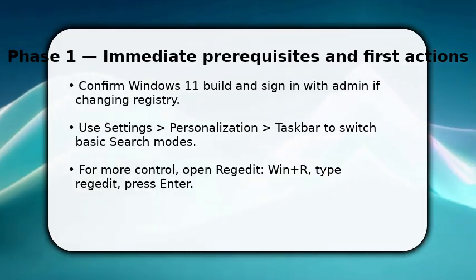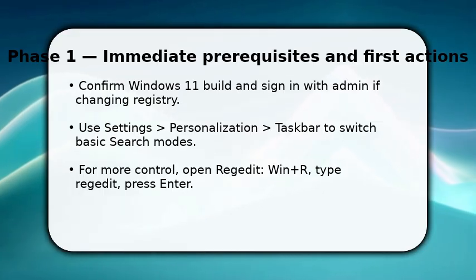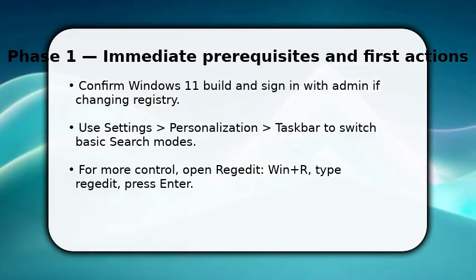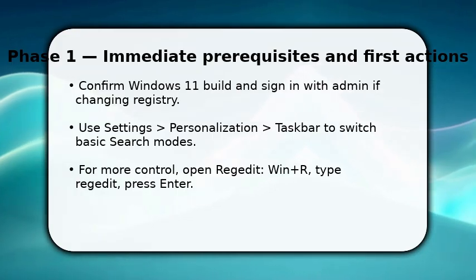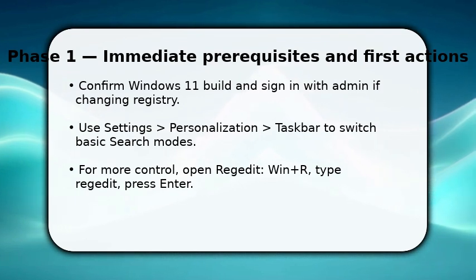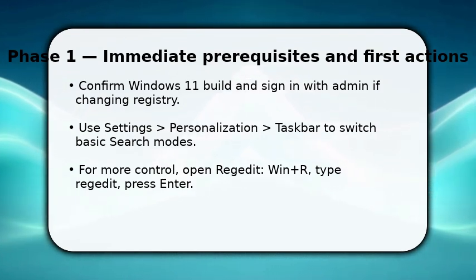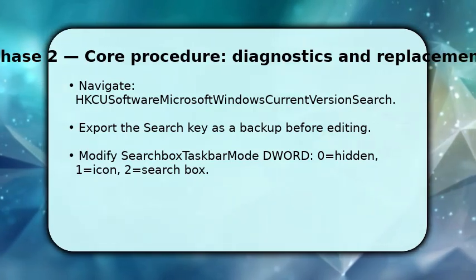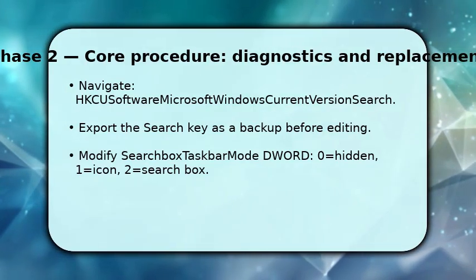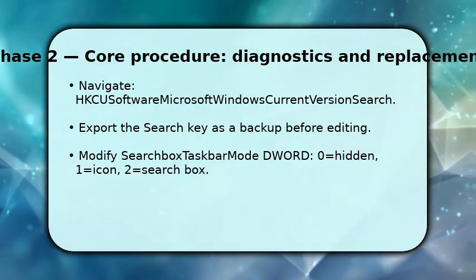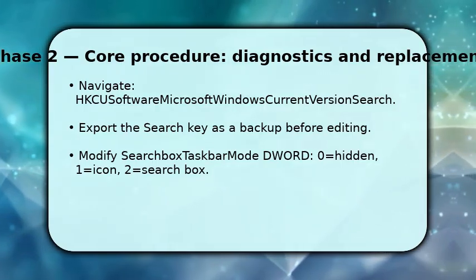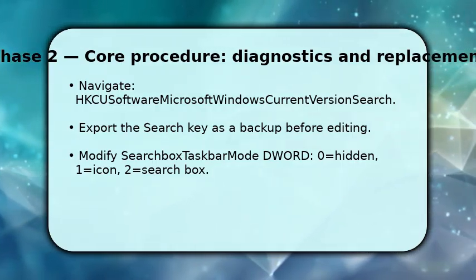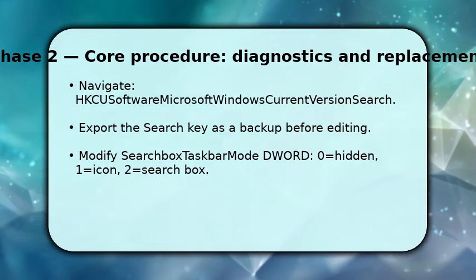Make sure you also open Registry Editor now, press Win+R, type Regedit, and hit Enter. This moves you from basic UI changes toward the deeper, persistent icon change. Next, navigate to HKey current user /software /Microsoft /Windows /current version /search in Registry Editor. Before changing anything, right-click the search key and choose Export to save a reg backup. This lets you restore settings if needed.